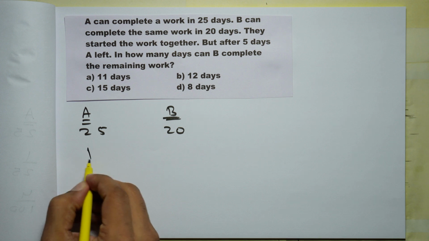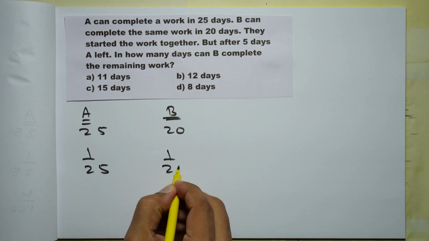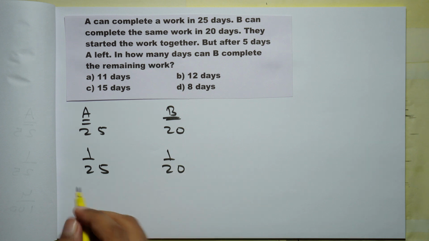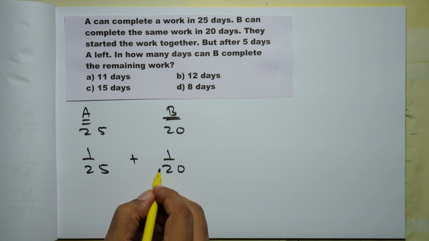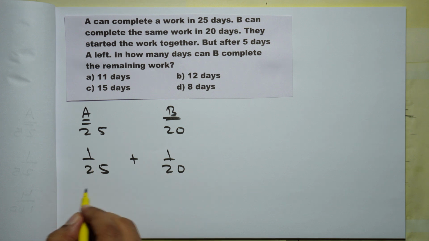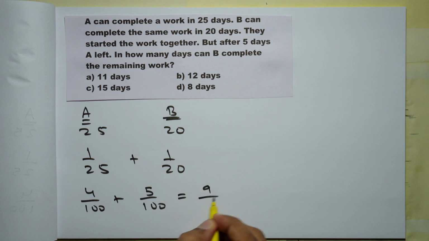So every day A will do 1 by 25th of the work and every day B will do 1 by 20th of the work. So if they are working together, this will be the contribution of A and B per day. So this can be written as 4 by 100. This can be written as 5 by 100. So that will be 9 by 100. 4 by 100 plus 5 by 100, 9 by 100. So every day if they are working together, they will do 9 by 100th of the work.